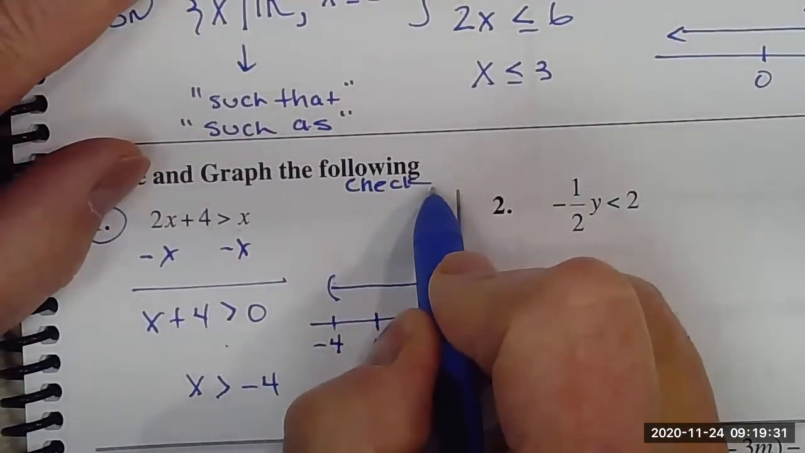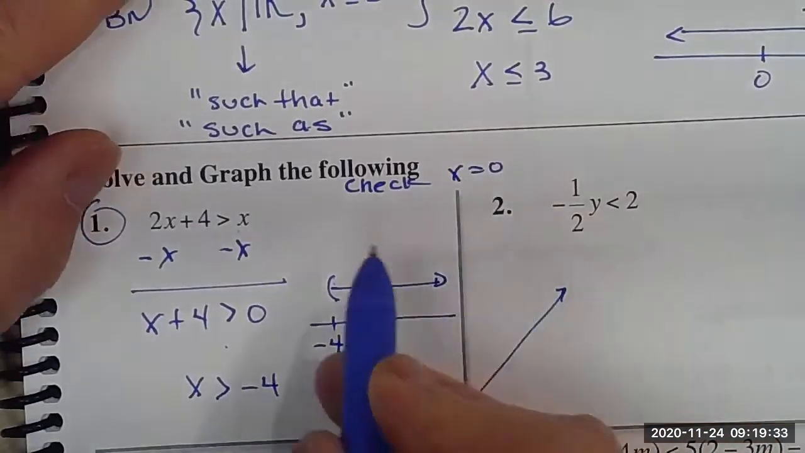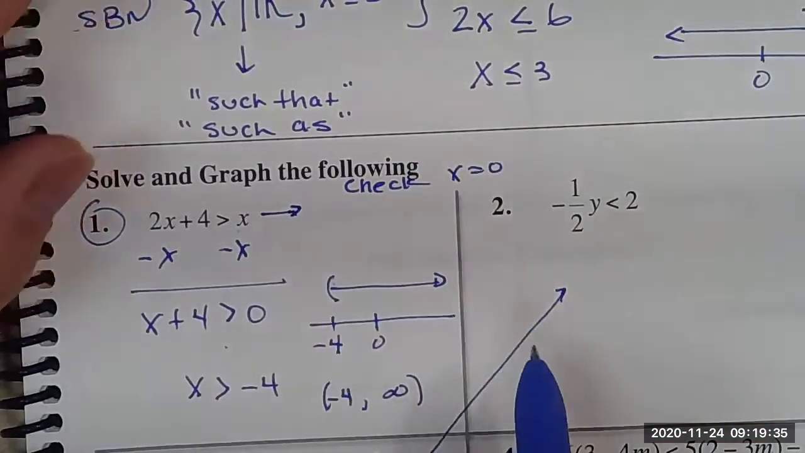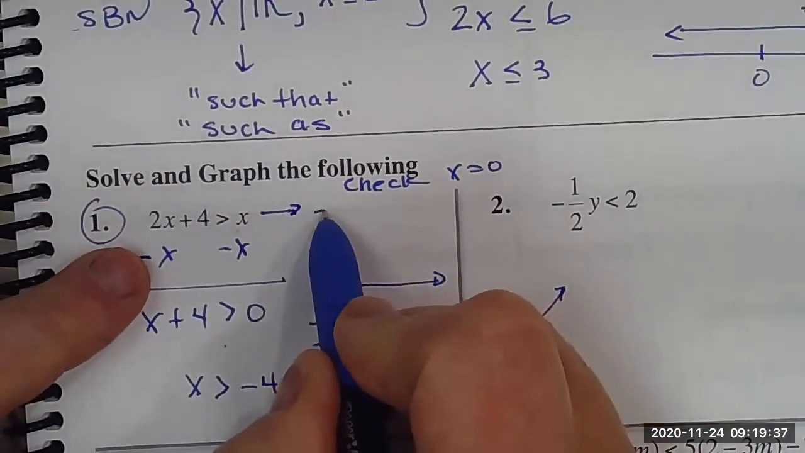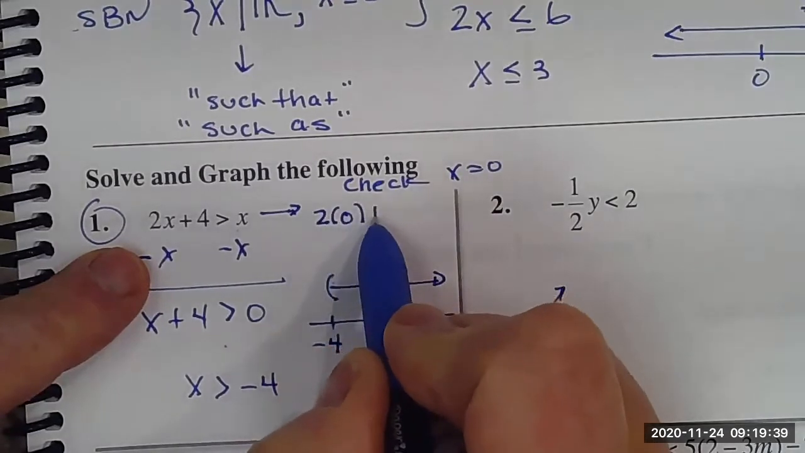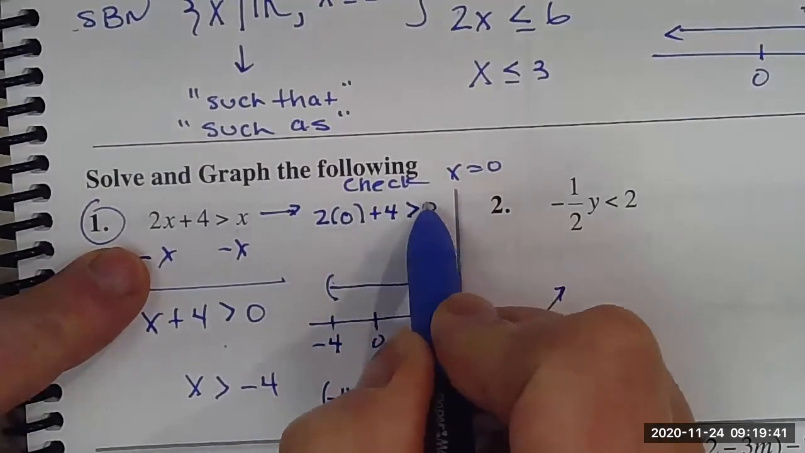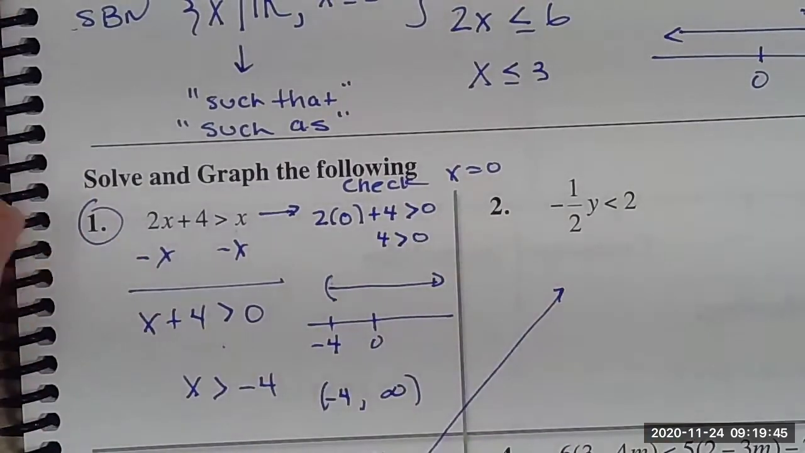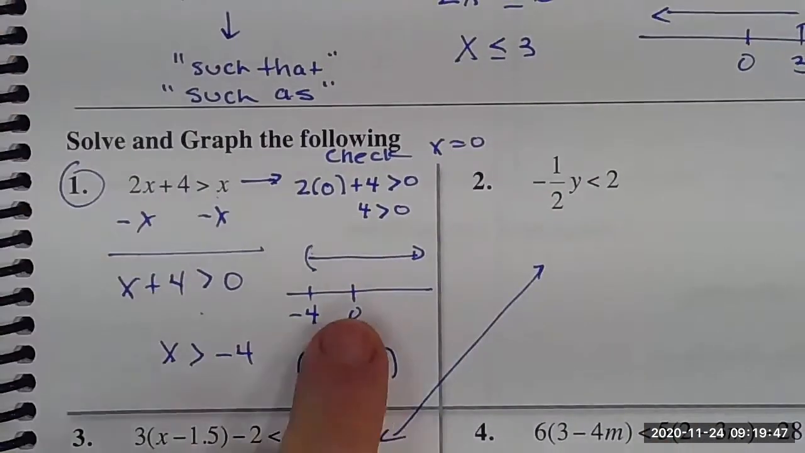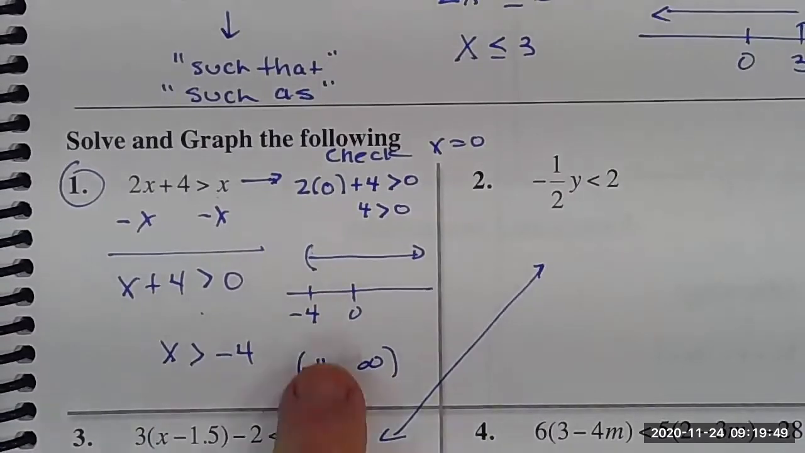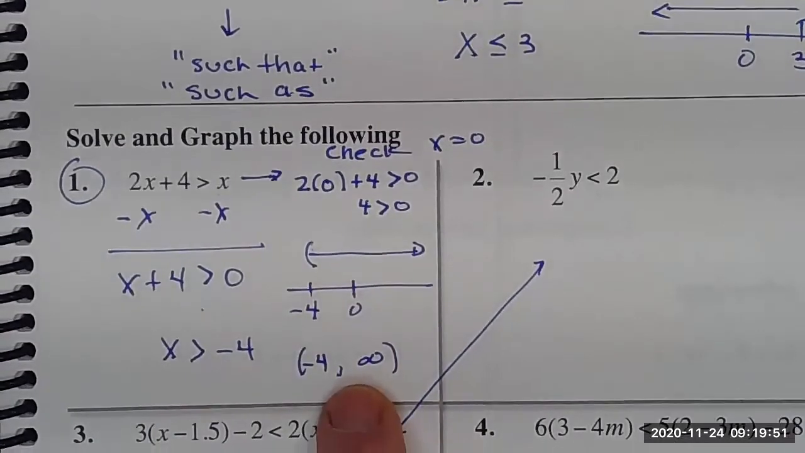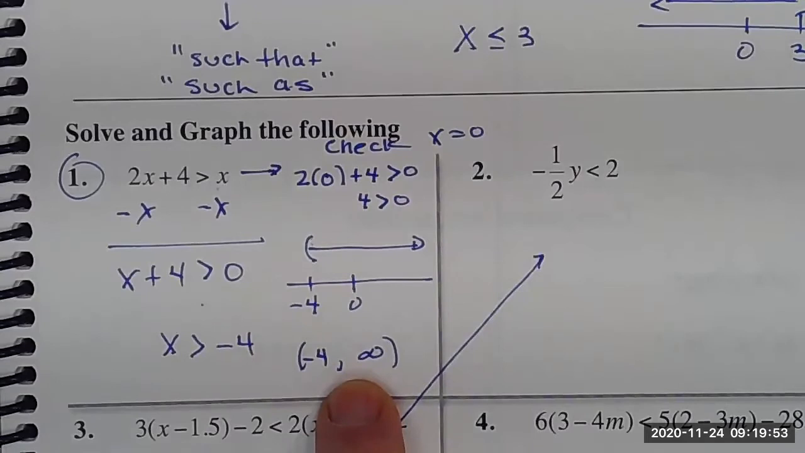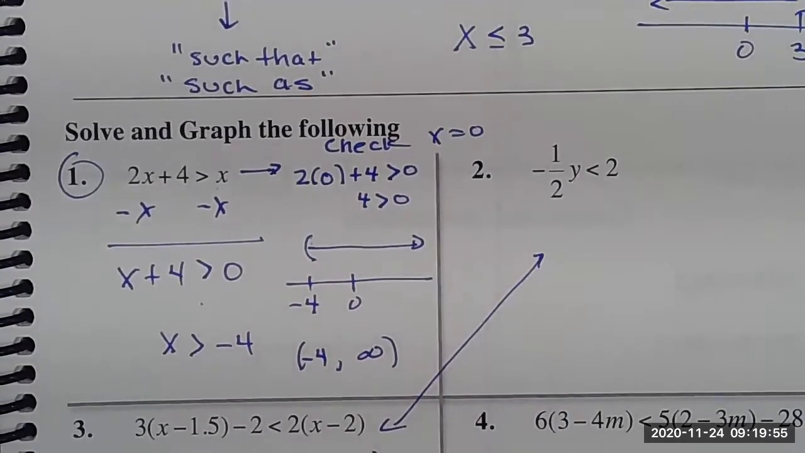I'm going to check x equals 0, but I always check it in the original. So I go 2 parentheses 0 plus 4. Is that bigger than 0? Is 4 bigger than 0? Yes, check, check. So then the picture is good. And if the picture is good, and I feel confident about the inequality, then that inequality is good.